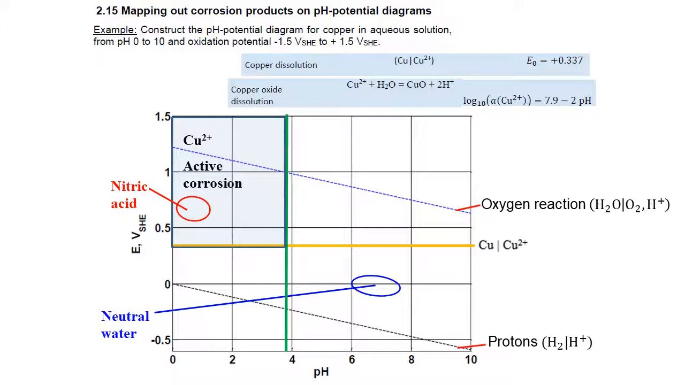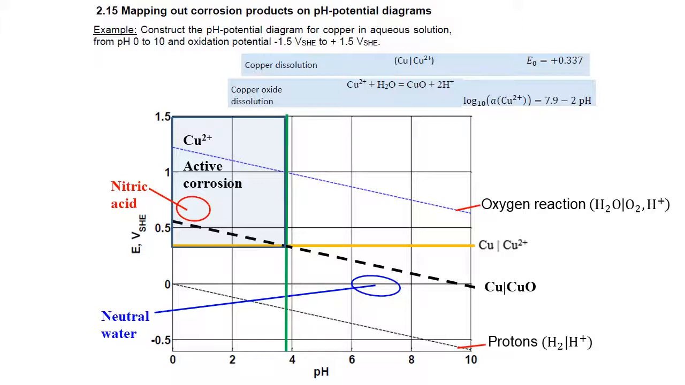So this region I label as active corrosion, because whatever my metal starts off like, it's going to be continuously dissolving into solution, and the copper 2+ ions are not protective, so we'll have continuous dissolution or active corrosion. In the other regions, we know that we are not going to have active corrosion, but what do we have? Well, we need to add in the third equation from page 21.